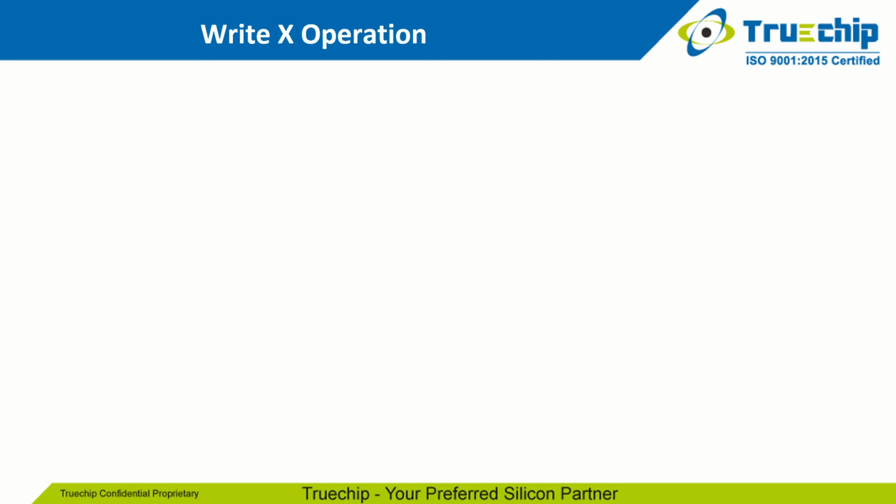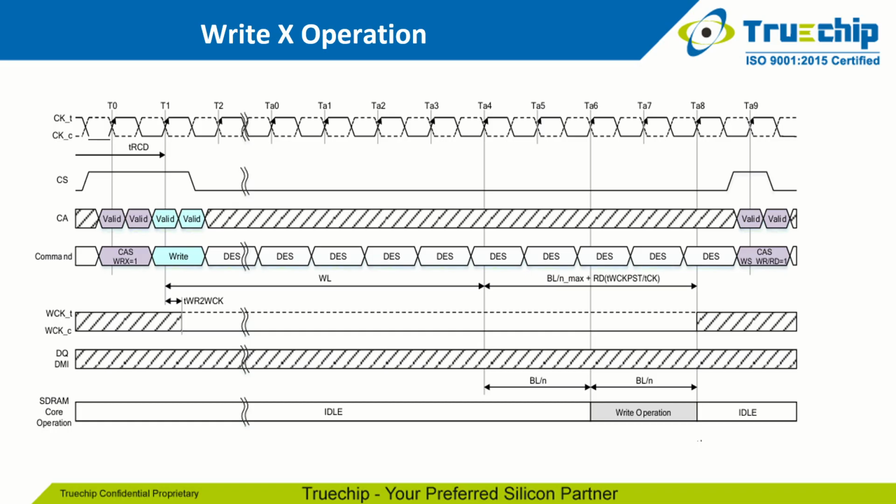Going further with the operational diagram of Write-X operation in SDRAM. Here we can see the CAS command followed by the Write-X command, through which the write latency followed by BL/n max plus postamble timings are applied, during which we can see the WCKT and WCKC are in their state without toggling, and there is no transaction on the data bus, only the DQ bus, through which we can achieve the power efficiency.